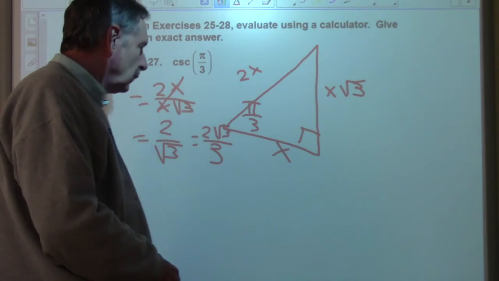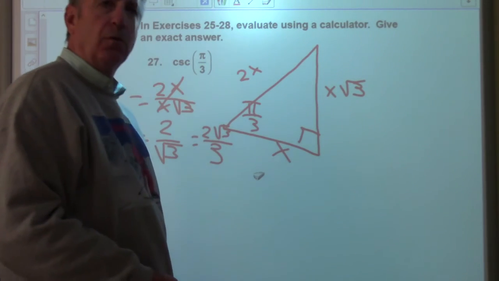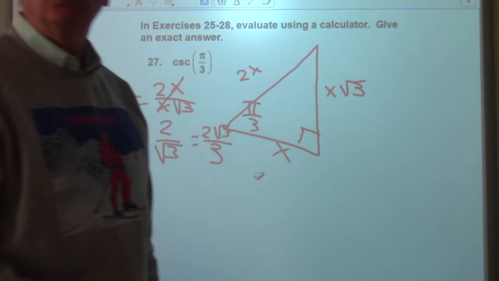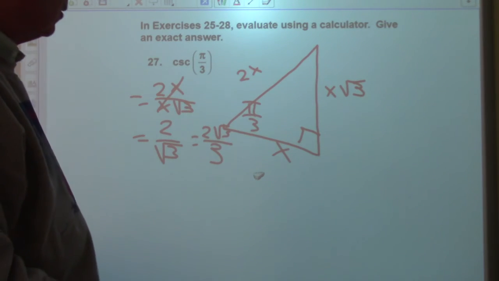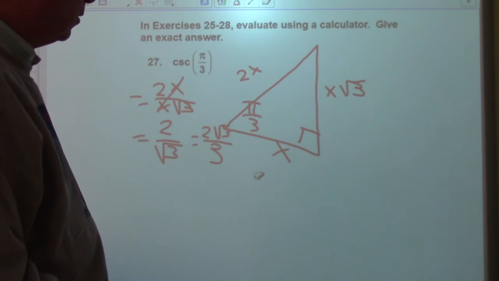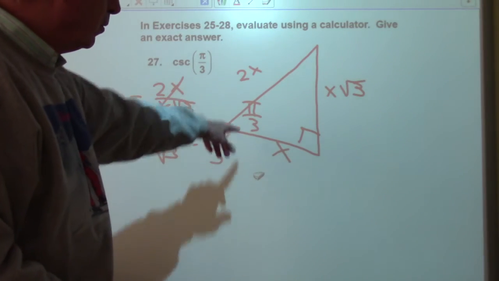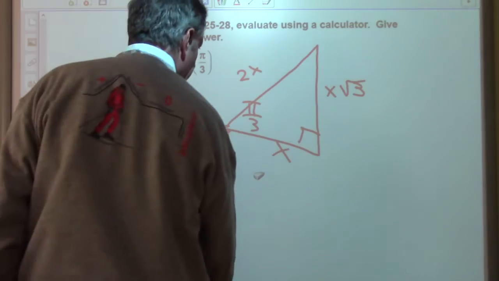Wait, Mr. G, in the 30-60 triangle, the square root of 3 over 1, can you put the angles in? Or is it just square root of 3? That's what I thought, but it's not making sense to me. Yeah, let's go ahead and do that.